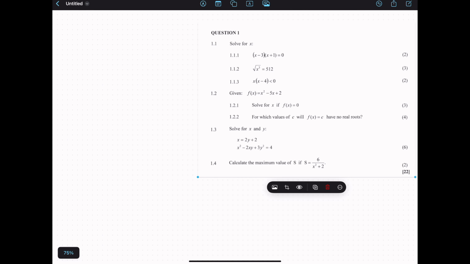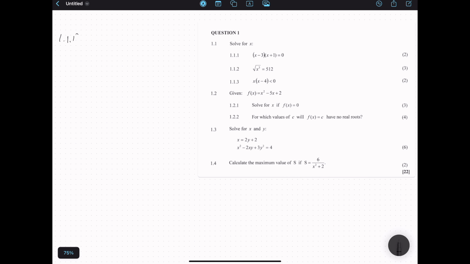So in today's video we're going to be solving for x. So question 1.1, they are asking us to solve for x. We are given that (x minus 3) multiplied by (x plus 1). So this one is very simple. Also you can see the marks, there are just 2 marks.